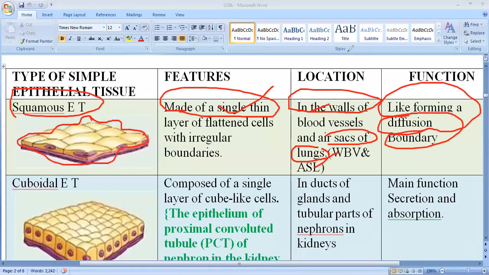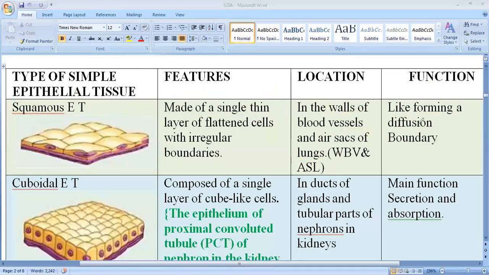What is the meaning of the diffusion boundary? It means involvement in the gaseous exchange. You know very well that the alveoli are also considered a unit of lung. These alveoli are involved in the gaseous exchange between the blood and the alveoli. So the gaseous exchange takes place there.